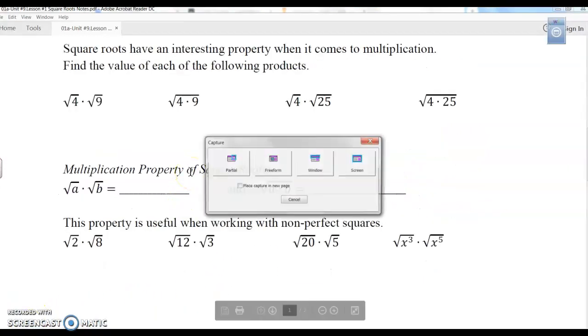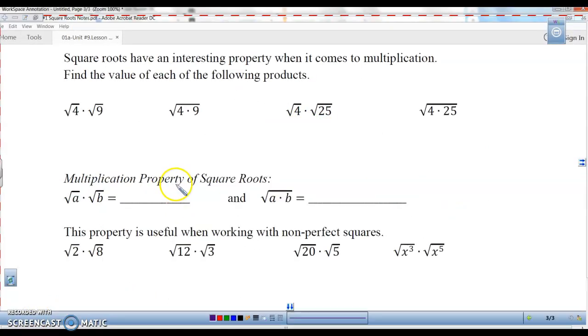Okay, now square roots have an interesting property when it comes to multiplication. Find the value of each of the following products. All right, so the square root of 4 times the square root of 9. What is the square root of 4? What squared gives you 4 is going to be 2. Times, what's the square root of 9? Is 3. 2 times 3 is 6. So the square root of 4 times the square root of 9 is 6.